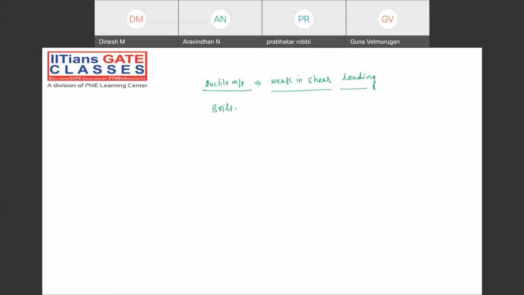What's the problem with brittle material? You cannot apply a large tensile load; it is very, very weak in tensile load. This is my ductile material, and this is my brittle material. Ductile materials are very weak in shear, so that's the reason we find the maximum shear stress. Brittle materials are very weak in tensile, that's why we find the maximum normal stress, so that we can design for maximum normal stress and maximum shear stress. Please note down, very important.